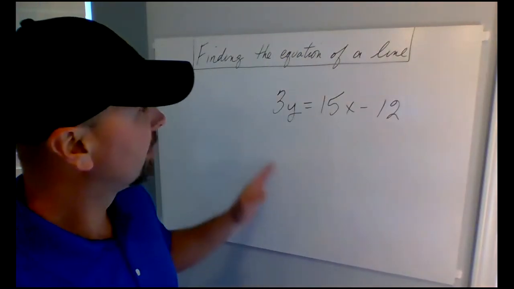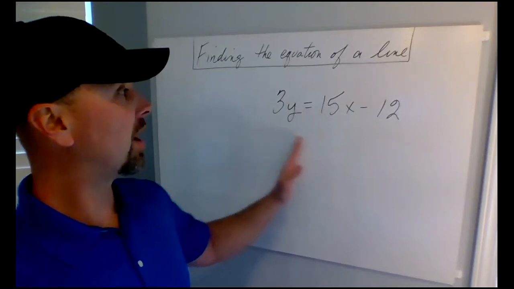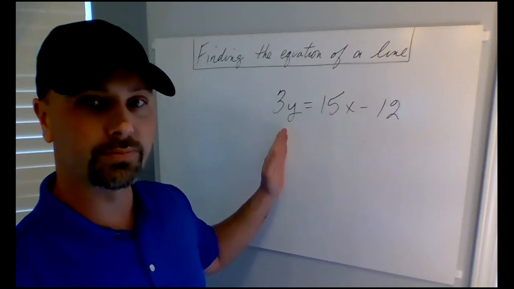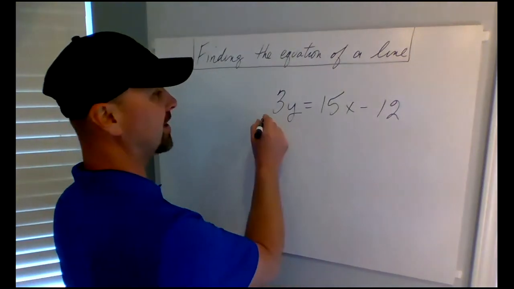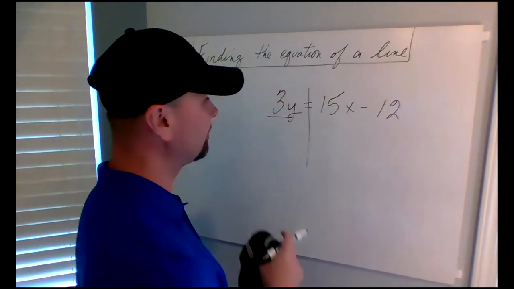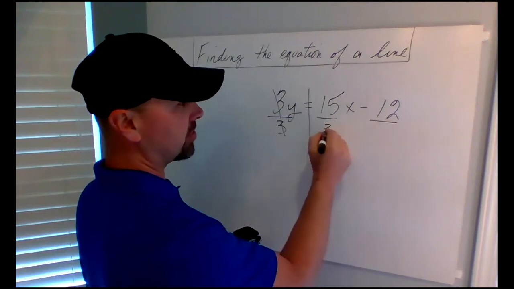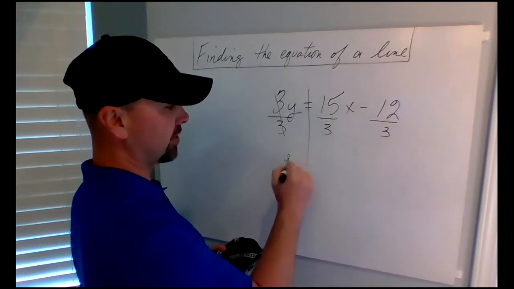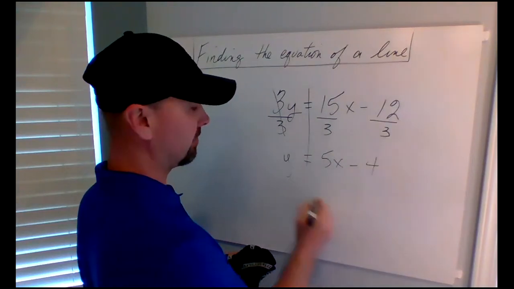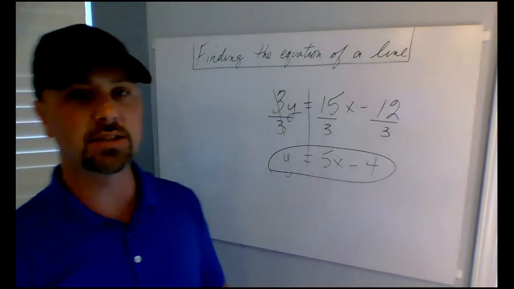Okay, so this isn't actually standard form, it's just not in slope-intercept form. So in order to get slope-intercept form, remember we're trying to get y alone. This is a fairly easy one because all we have to do is undo this multiplication, do a little division, divide by 3. You just need to make sure you divide each of these by 3. Distribute that 3. So here's what we get. Okay, y is equal to 5x minus 4.